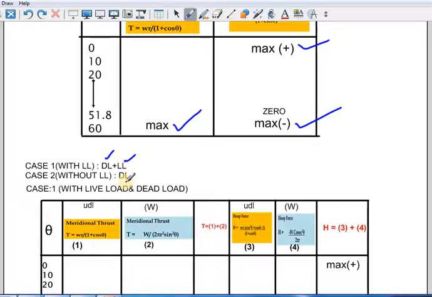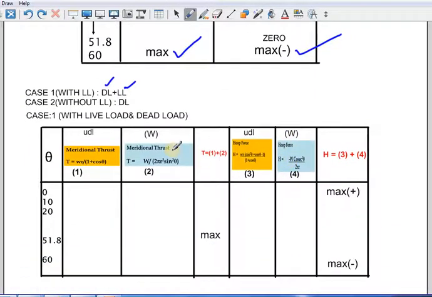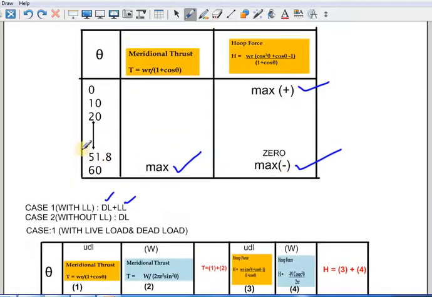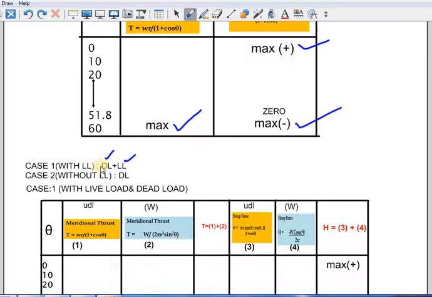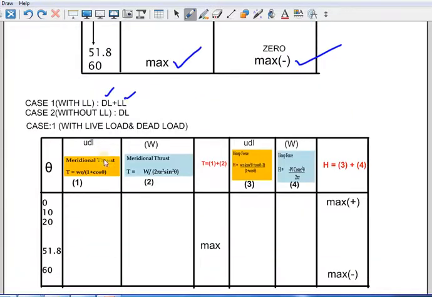Because when you have a combination like this, a W point load and the UD load, sometimes if you remove the live load you will get a maximum value, because we don't know. That is the reason you should consider two cases. This is applicable only when you have two loads, that is dead load and point load plus UD load. If it is only UD load, you do only one column like this. When you have UD load and point load, then you have to do it like this.